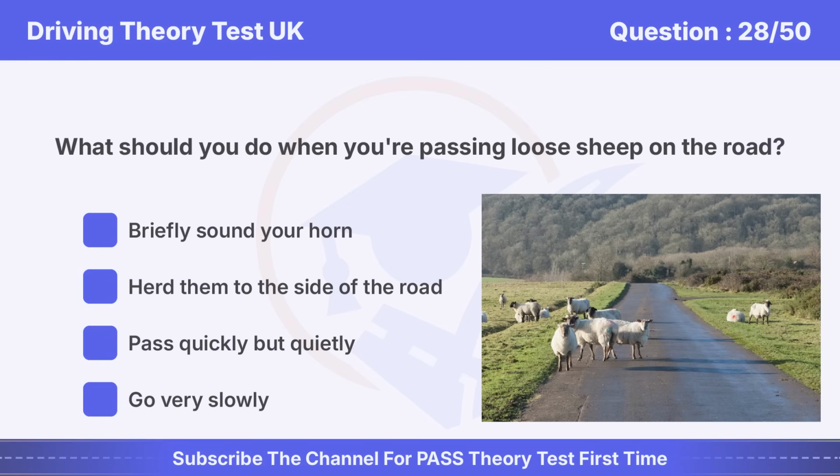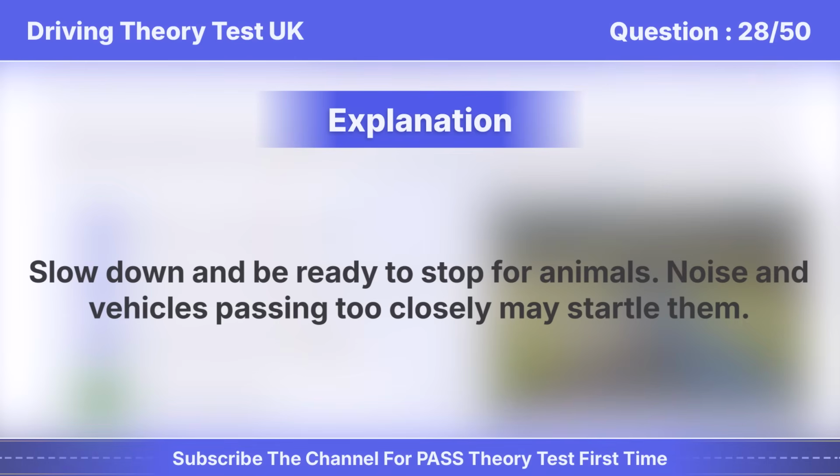Question 28. What should you do when you're passing loose sheep on the road? Answer is D. Go very slowly. Slow down and be ready to stop for animals. Noise and vehicles passing too closely may startle them.